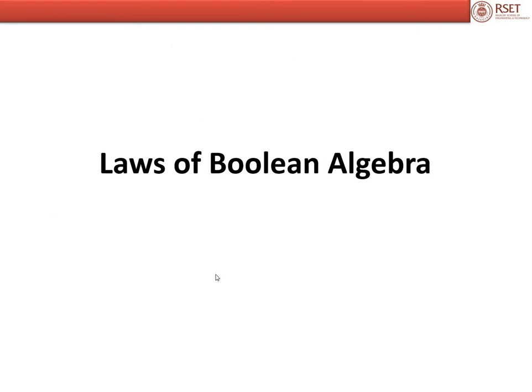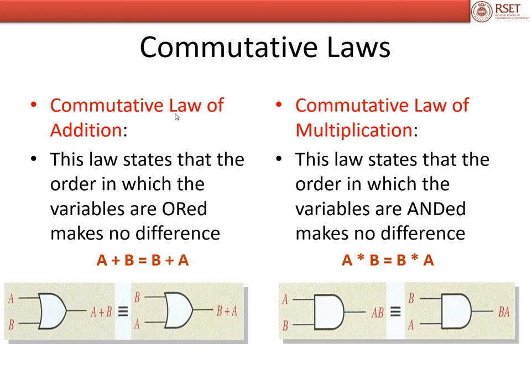Next, we will see the laws of Boolean algebra. The first one is the commutative law. There is commutative law of addition and multiplication. The commutative law of addition states that the order in which the variables are ORed makes no difference. That means A plus B is equal to B plus A. These are the two variables used here. Even if the order is changed, the result is going to be the same.